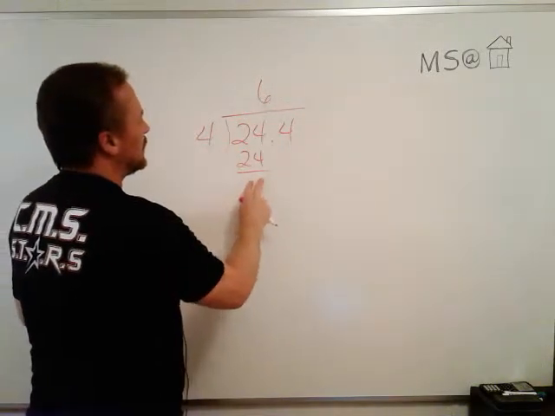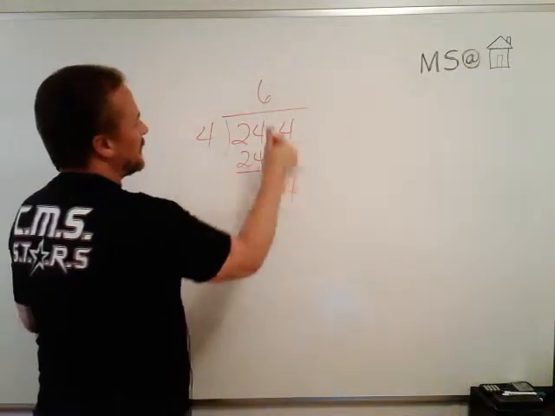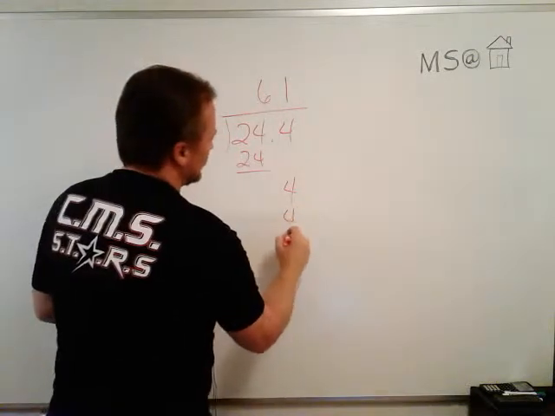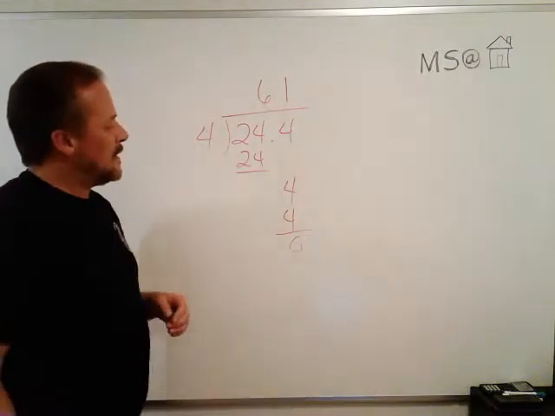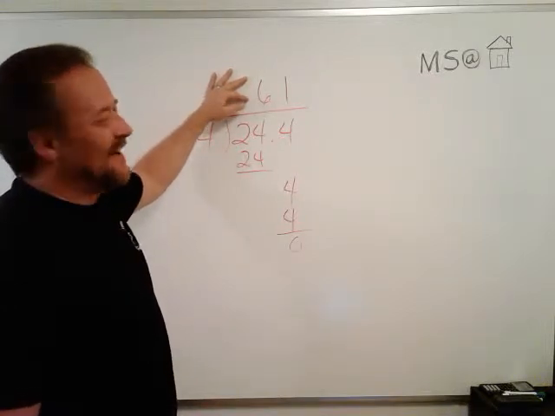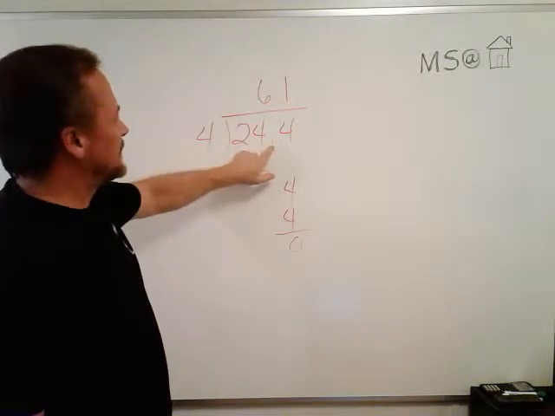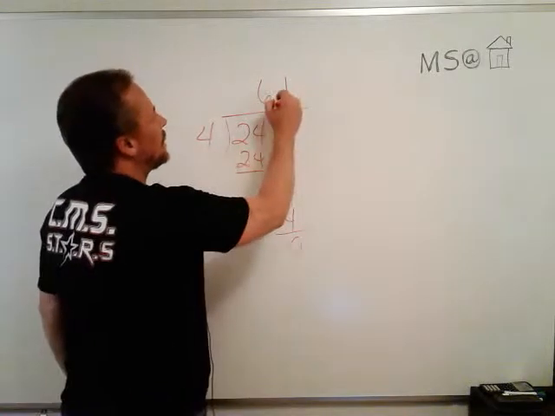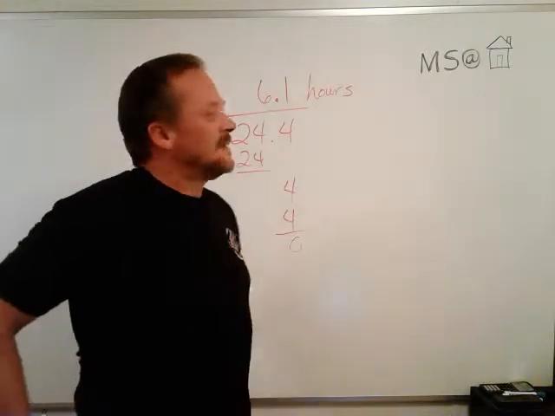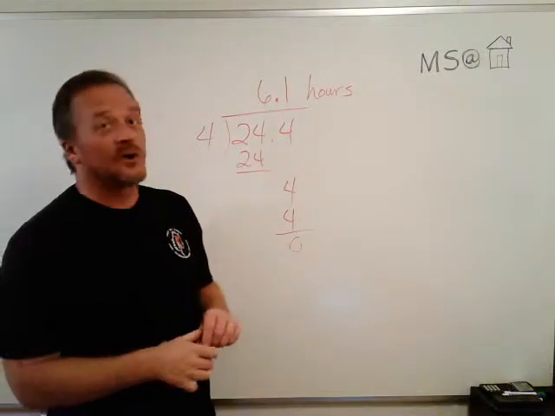6 times 4 is 24. That leaves me with nothing here, so I'll bring down the 4 here, and 4 goes into itself 1 time, which gives me a nice closure. Did Clay study 61 hours a day? No, there's not 61 hours in a day. So don't forget that that decimal has to come straight up. And this will tell us that Clay needs to take a break. 6.1 hours per day.